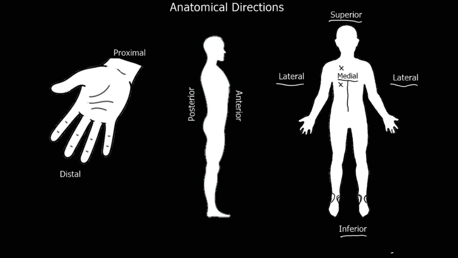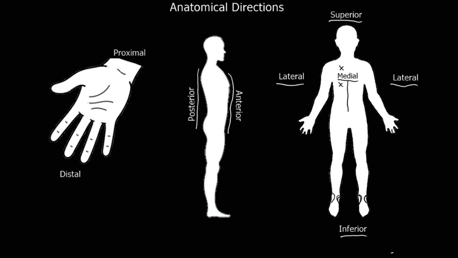Further anatomical directional descriptors include anterior, anterior being the front aspect of the body, or ventral aspect, and posterior, meaning the back of the body.